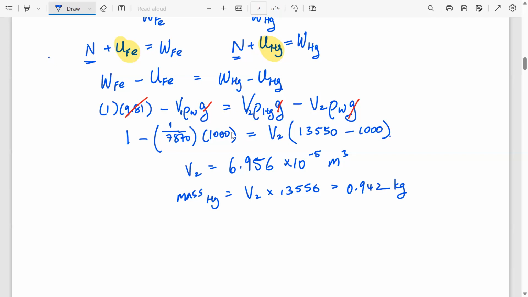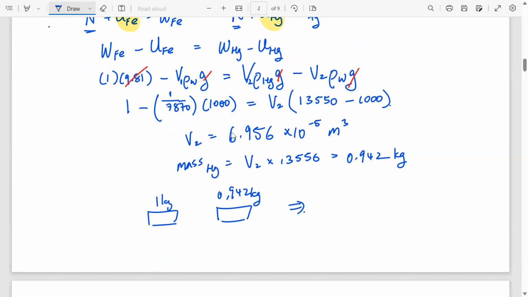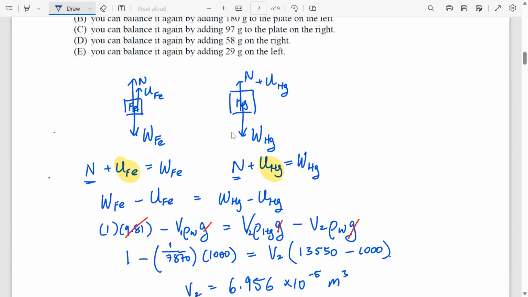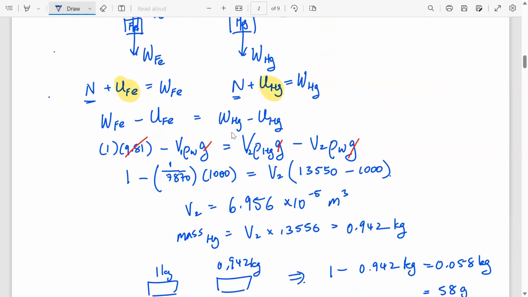Okay, so one side now you want to balance in air. One side 1 kg, one side 0.942 kg. So to balance the balance, you need to add 1 minus 0.942 kg to the mercury side, which is 0.058 kg or 58 grams. So we need to add 58 grams to the mercury side, which is the right side. So the answer is D. Okay, so that is the working here.